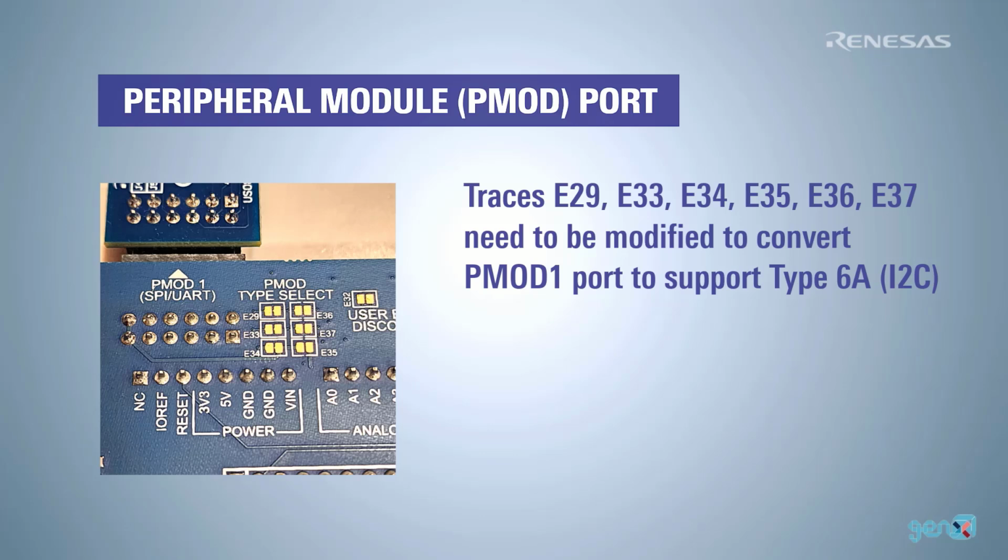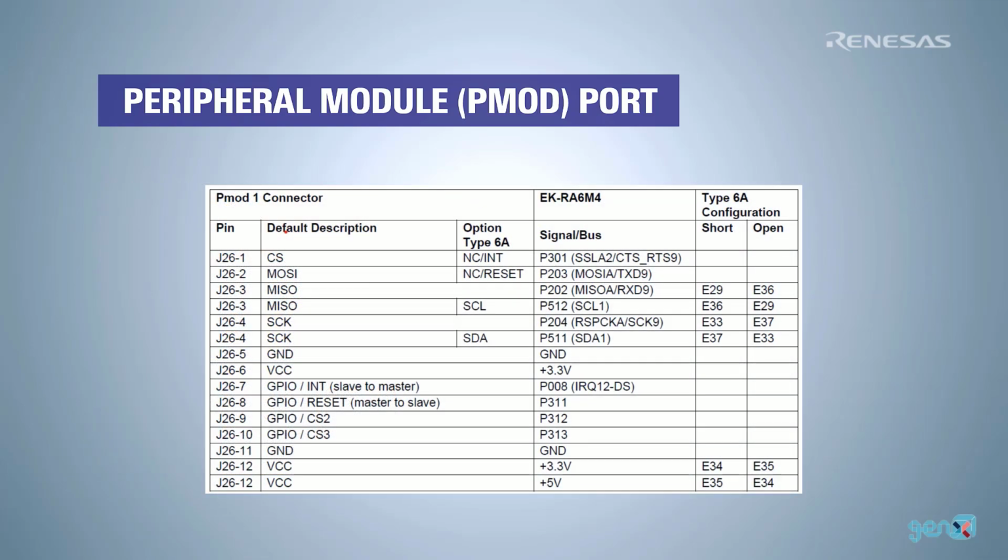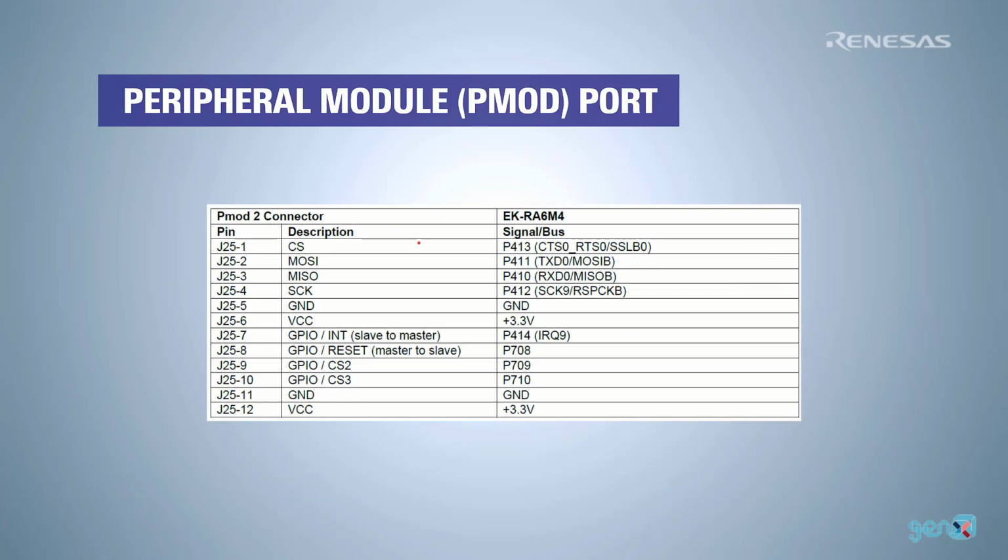There are 6 traces, as mentioned here, that need to be modified to configure the PMOD 1 port for specific communication modes. The PMOD 1 port is the configurable one, as tabulated here. From the user's manual of the EK RA6M4, we can see that 2 signal pins need reconfiguration through the modification of 4 traces marked E29, E33, E36 and E37. The other GPIO pins, interrupt pins, are tabulated here.